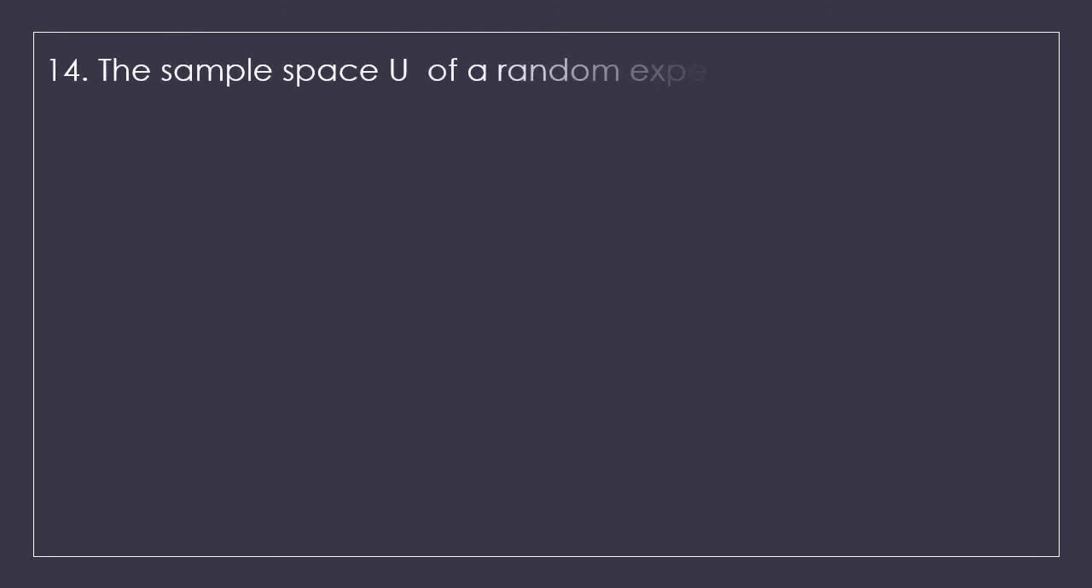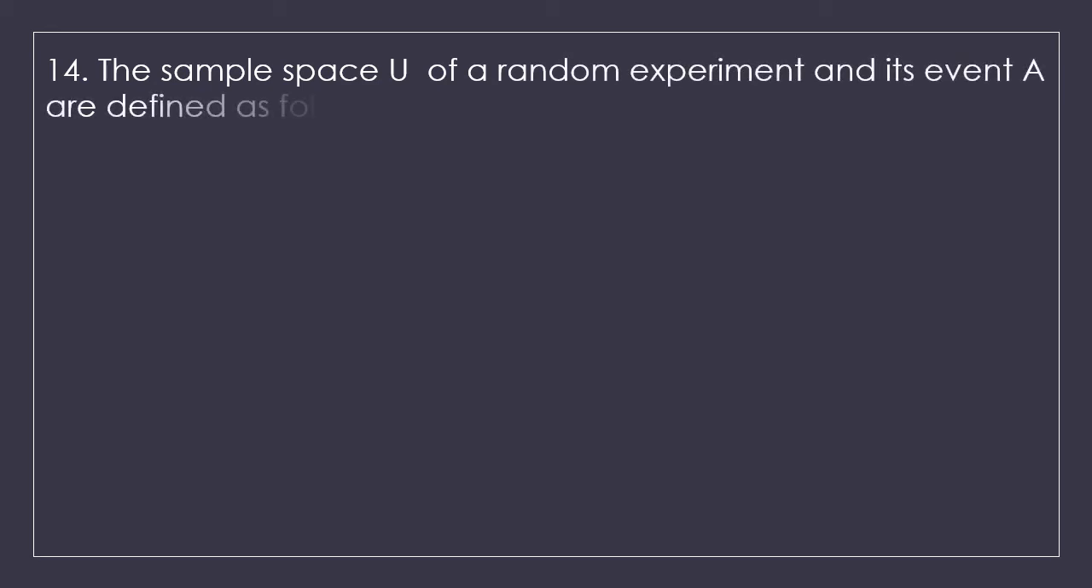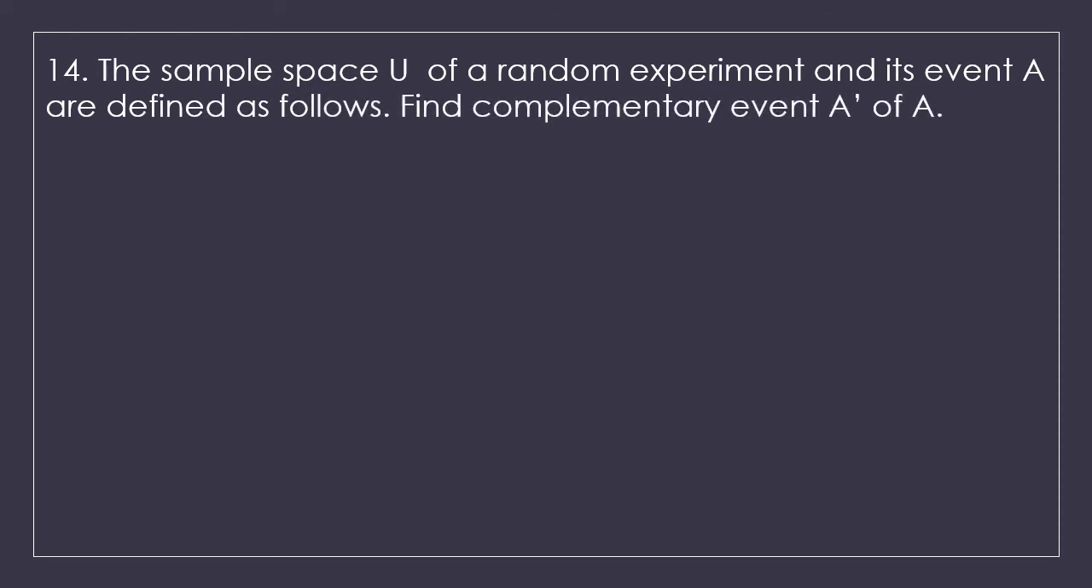Question number 14. The sample space U of a random experiment and its event A are defined as follows. Okay, the sample space and event is given. We need to calculate the complementary event A dash. Now the U given is x, where x is 0, 1, 2, dot, dot, dot, 10. So just looking at the numbers here, it's a whole number with 0, 1, 2, 3, 4, 5, 6, 7, 8, 9 and 10.